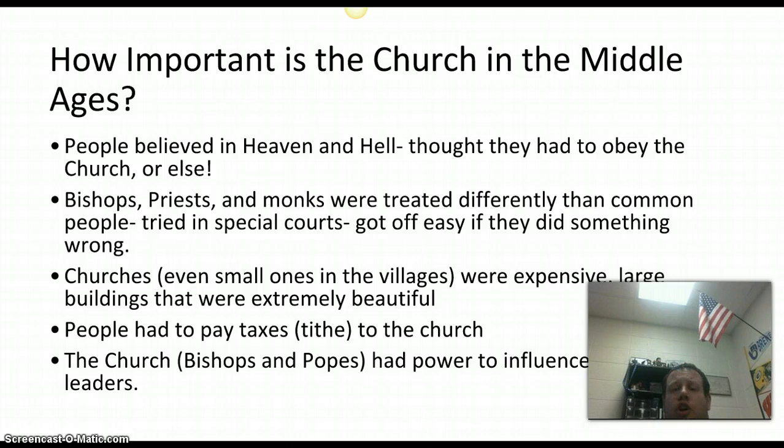And honestly, you look at a church. We'll look at some examples in a second here. There are big buildings. They're beautiful, even the little ones. People are living in stick and mud huts. Churches are made out of stone. Obviously, it's going to be a bigger building.